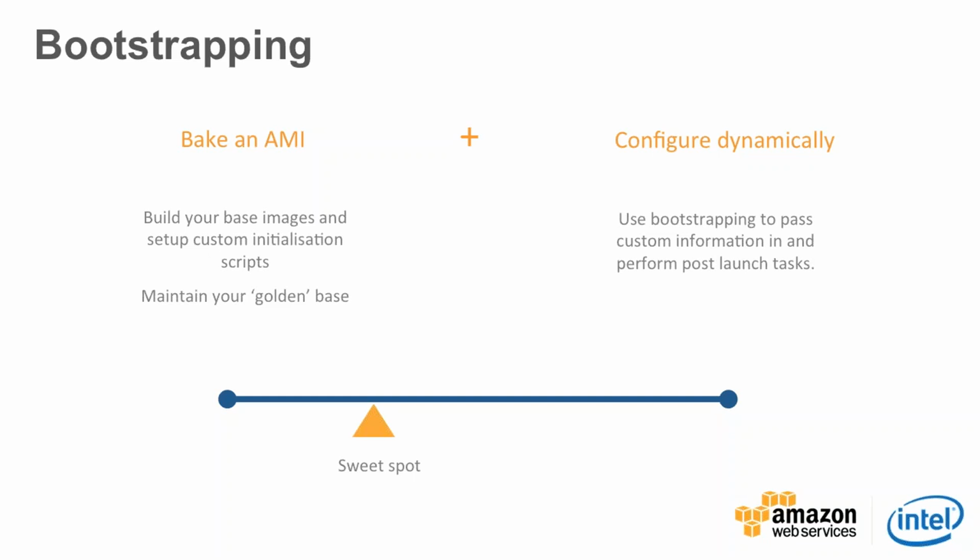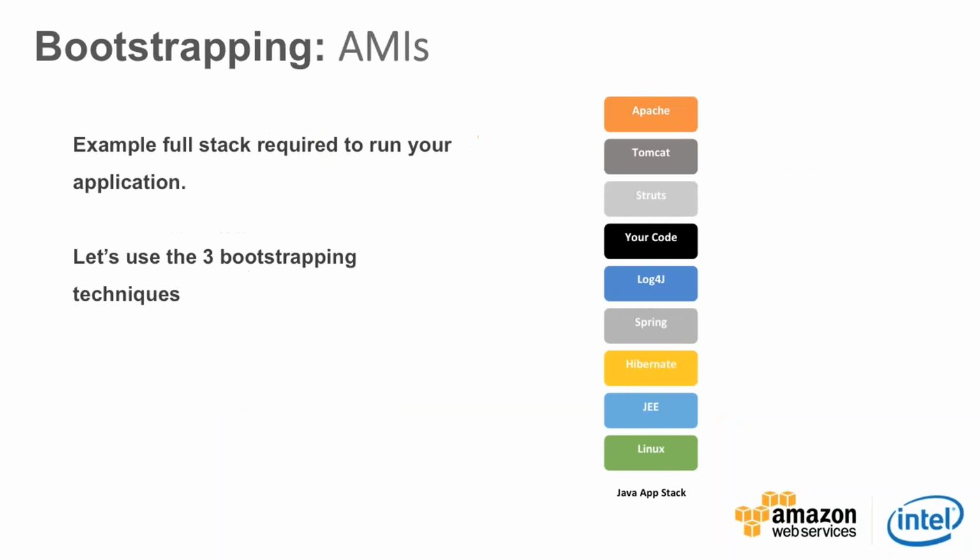So the ideal technique is to find a sweet spot between these two, which works for you, and that would completely depend on your application. Just to give you an example of how to find the sweet spot, let us consider an application, and let's assume that that's your stack. You've got your Linux operating system on which you have a JVM, and your application uses some frameworks like Hibernate, Spring, Log4j, and Struts.